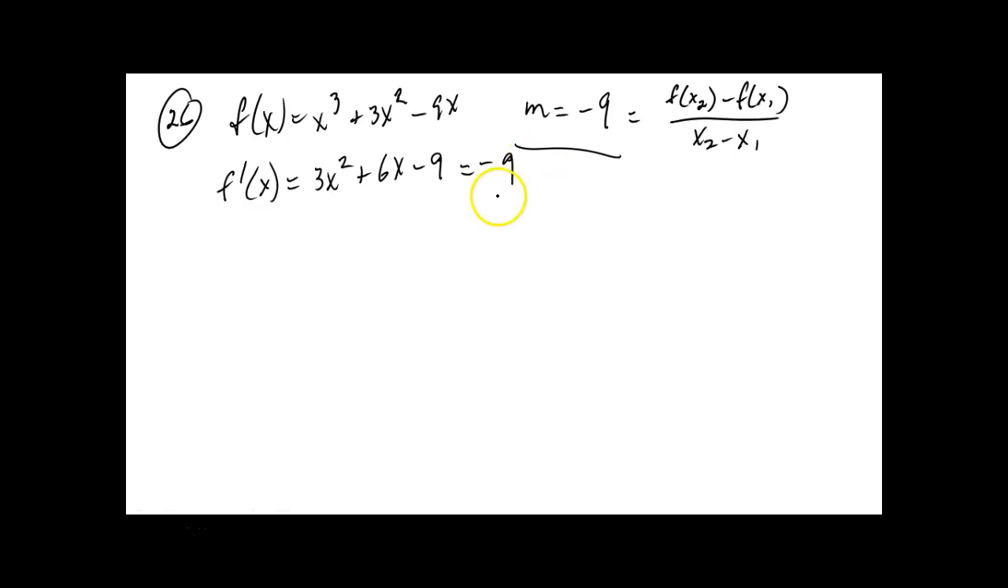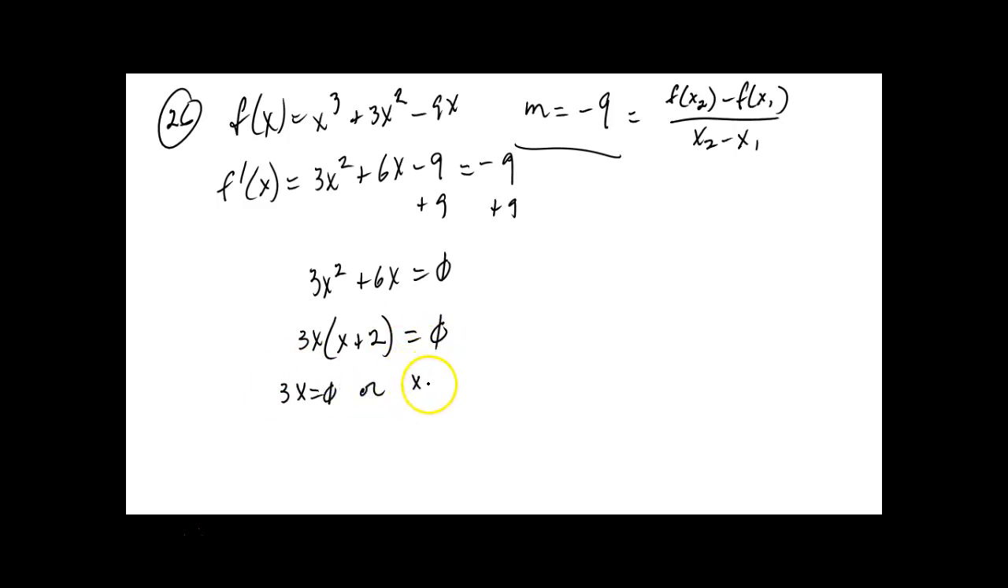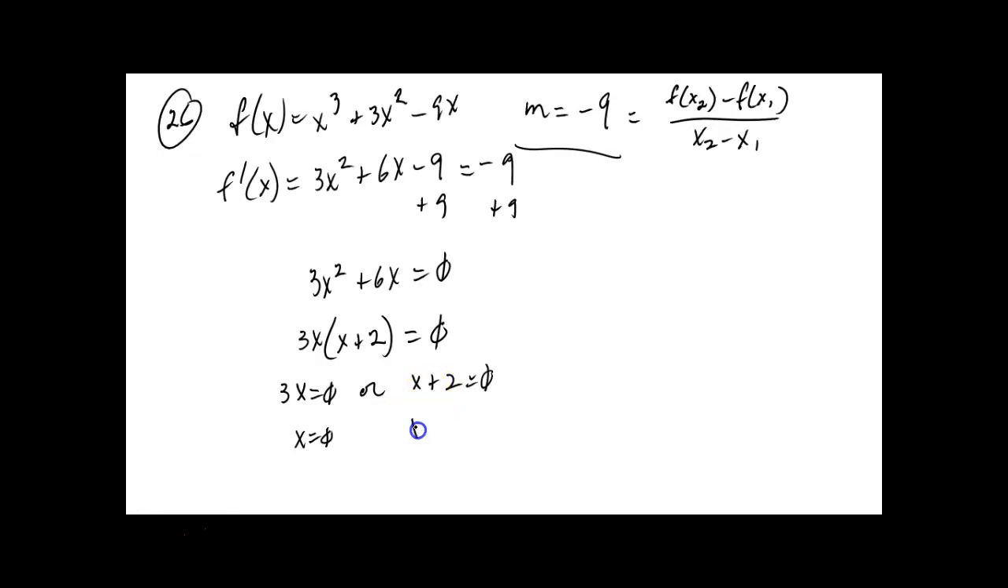Okay, well, let's add 9 to both sides. And that gives us that 3x squared plus 6x is equal to 0, right? Can we factor that? And that's equal to 0. Okay? So either 3x is equal to 0 or x plus 2 is equal to 0. So x equals 0, you'll have a slope of minus 9. Or at x equal minus 2, you'll have a slope of minus 9. Okay?